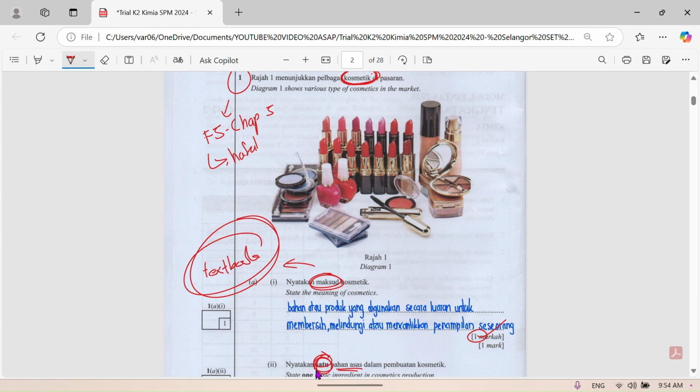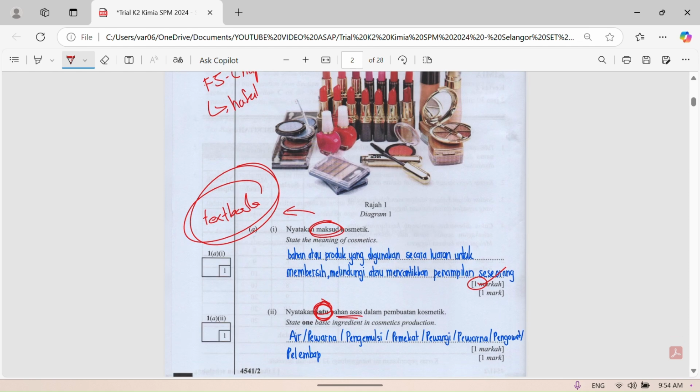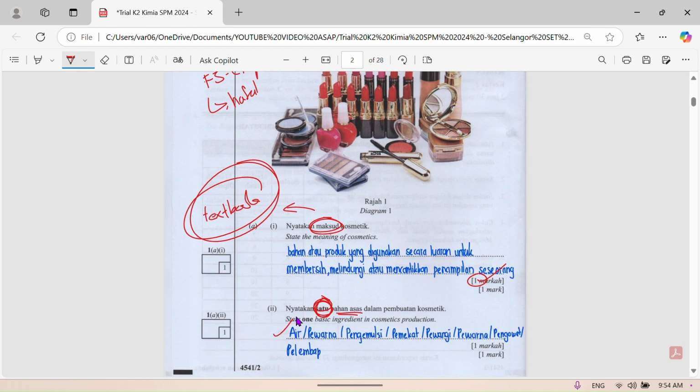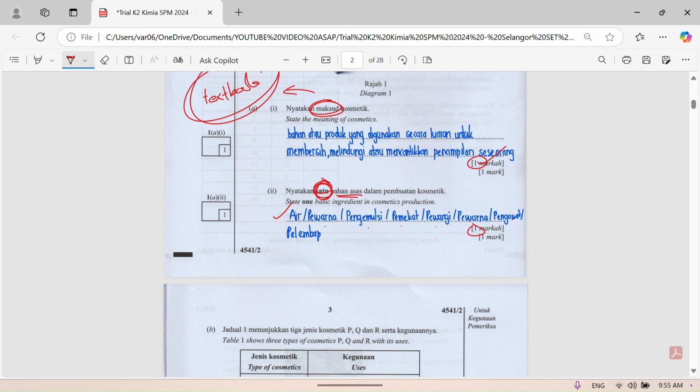Okay, 1 mark there. Next, nyatakan satu bahan asas dalam pembuatan kosmetik. They ask only one, you give only one. Don't give more than one. So, you can answer pewarna, pengemulsi, pemekat, pewangi, pengawet, pelembap. Do I have to know the function of this bahan asas? Yes, you must know. Okay, 1 mark there.